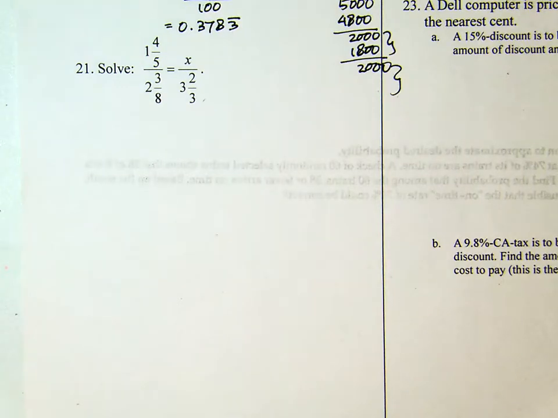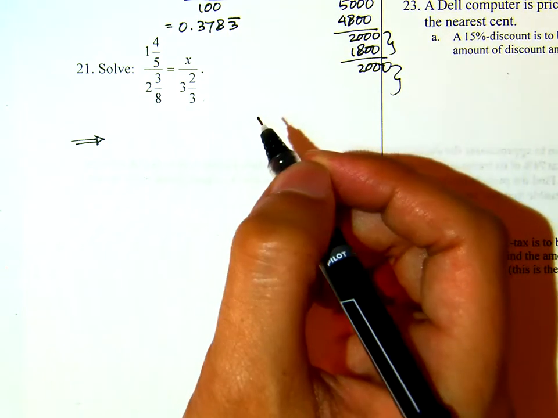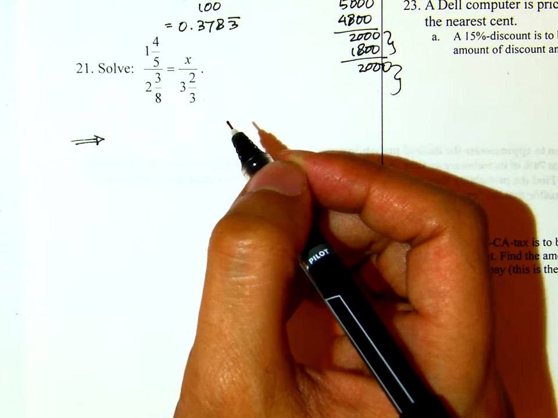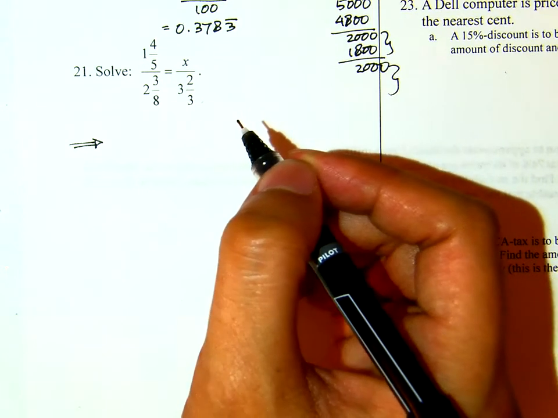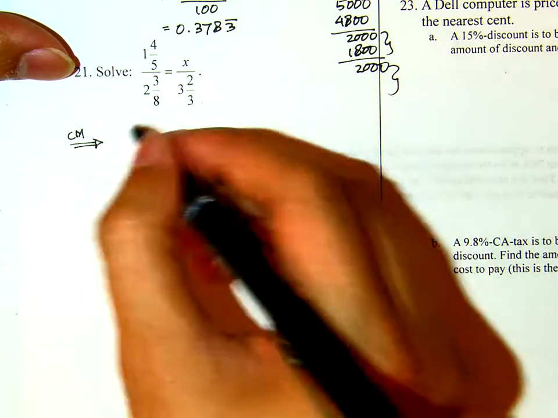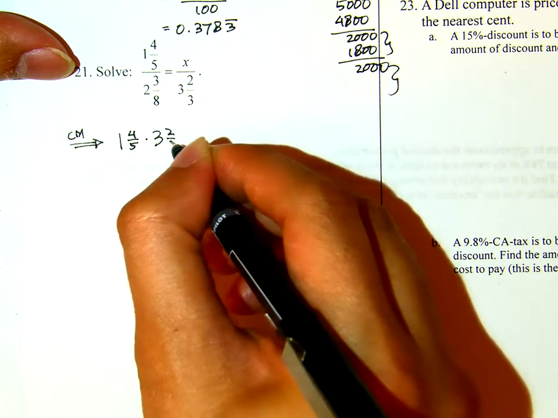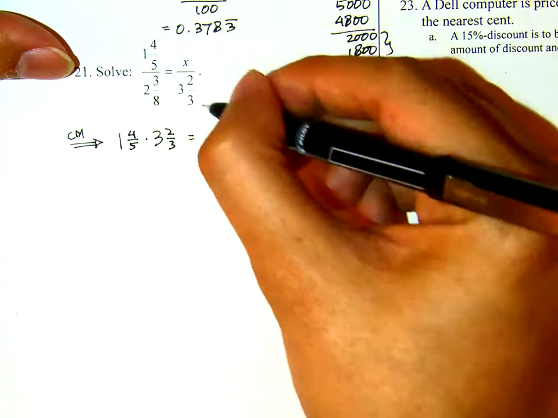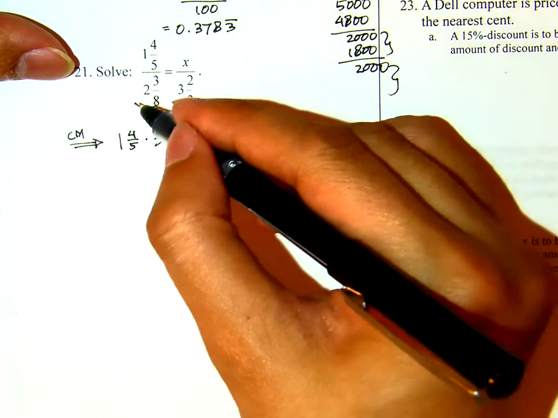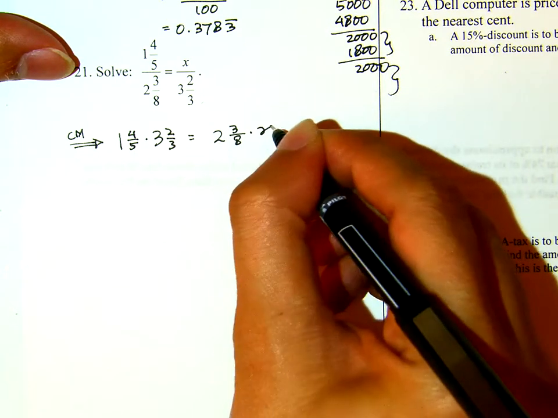The following is from Fall 2010 Math 112 Test 3, number 21. Here we need to solve this proportion, and as usual, the first thing we do when we see a proportion is to apply cross multiply, and that will be 1/4 times 3 2/3 equals, the product of the main diagonal equals the product of the off diagonal, which is 2 3/8 times x.